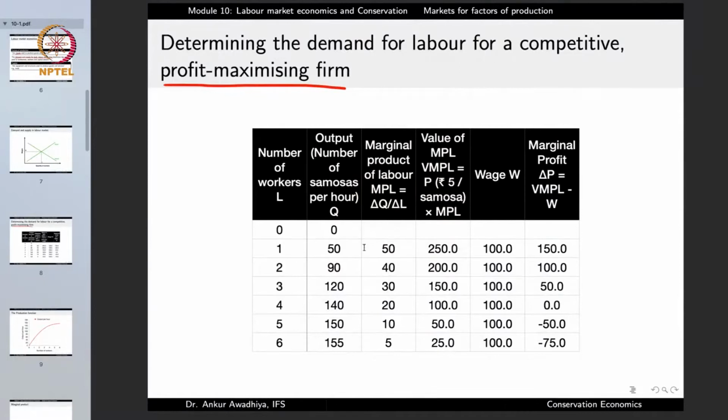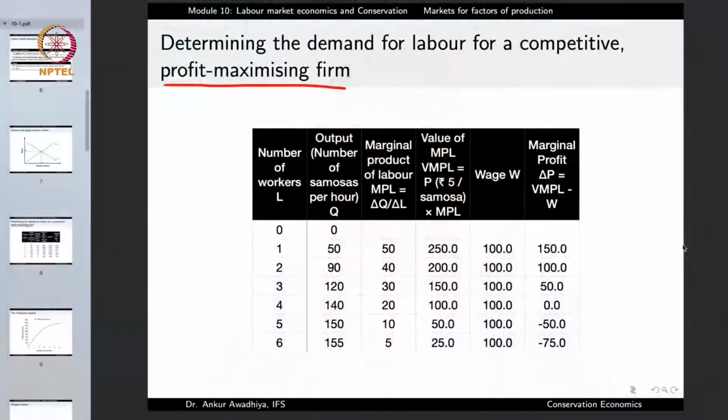So with one laborer, the firm was putting out 50 samosas per hour. With two laborers, it is putting out 90 samosas per hour. It is not putting out 100. With three laborers, the output has increased further, but it has only increased to 120. With four laborers, it has increased to 140. Now, what we are observing here is that the increase is going on, but it is becoming less and less with more and more laborers.